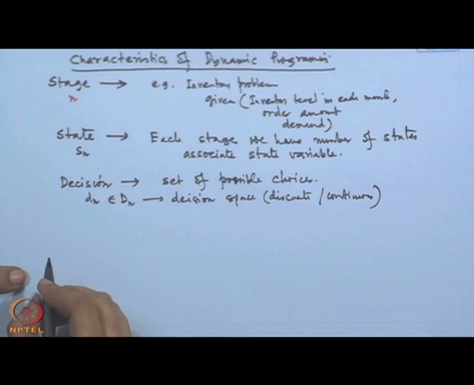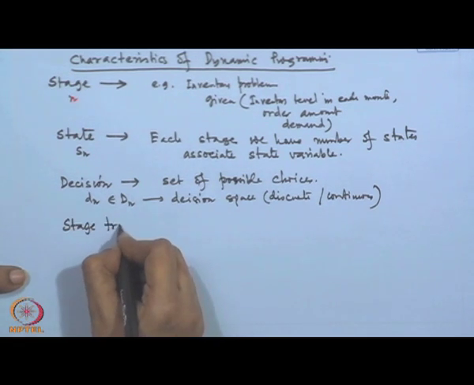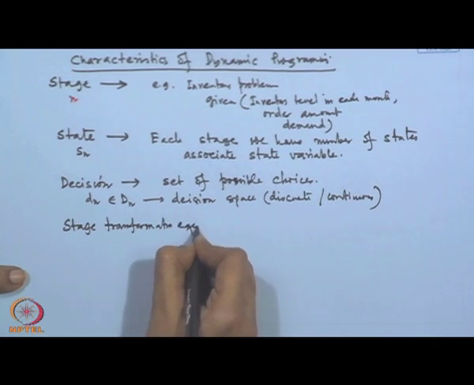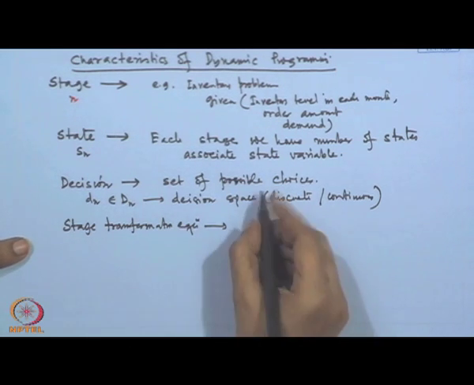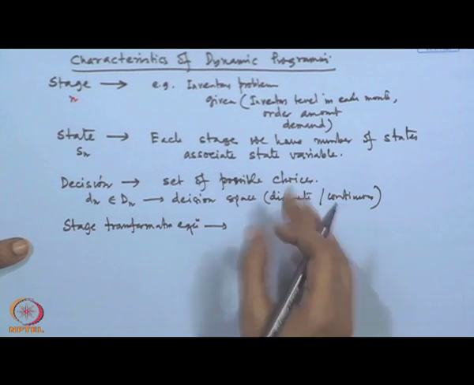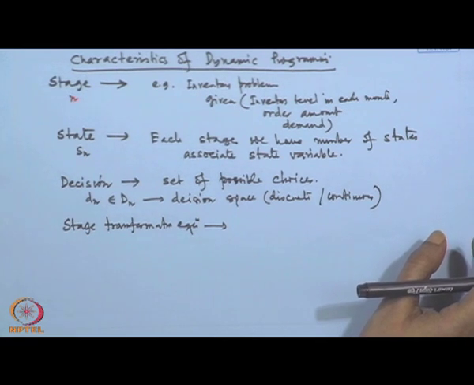The second very important thing is called the stage transformation equation, or simply the transformation equation. This equation tells you how one state of the previous stage is transformed to the next state of the next stage. That means, one state in stage n, how it is converted to the next state of stage n minus 1. Who is responsible? The state transformation equation is responsible.